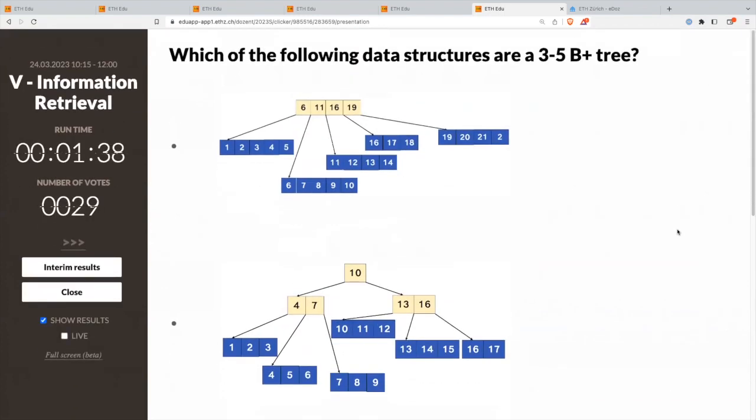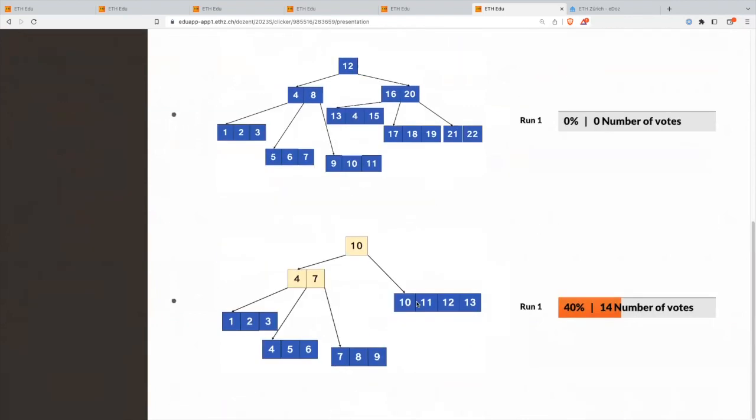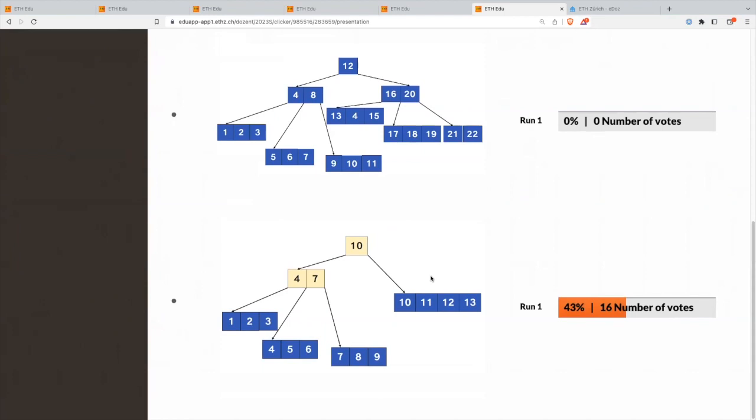All right, these are again the first two. Let me see what answers you gave. So a lot of votes for the first one, or 3-5 B plus trees, some votes for the second one, and no vote for the third one, some votes for the last one. So let me show you the answers. So the second one is indeed a 3-5 B plus tree. The other two are not.